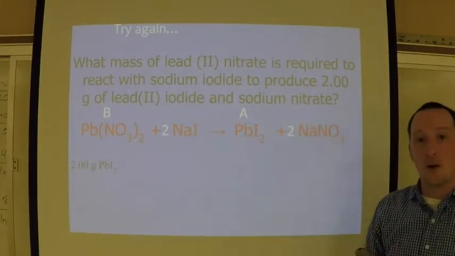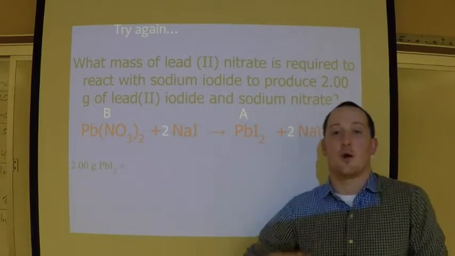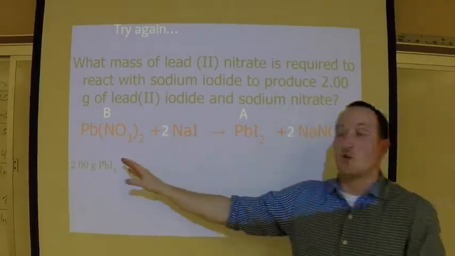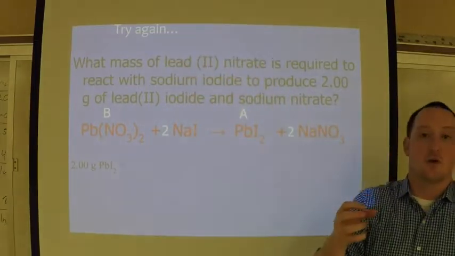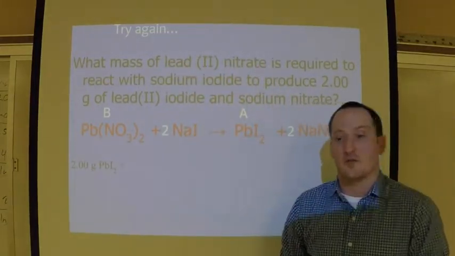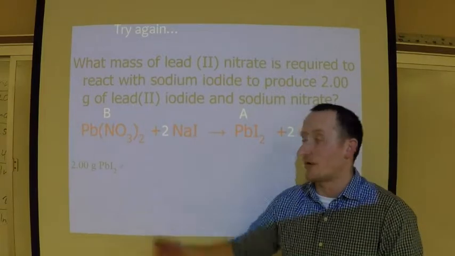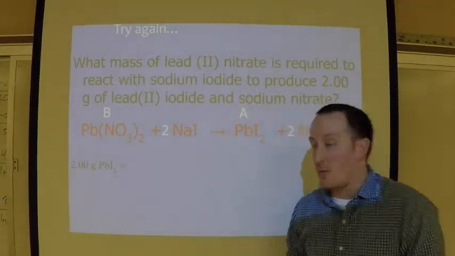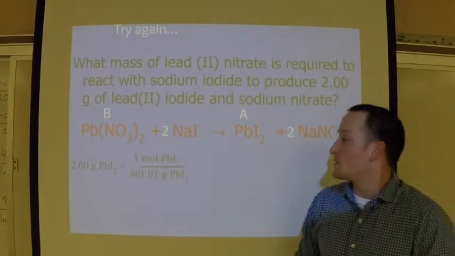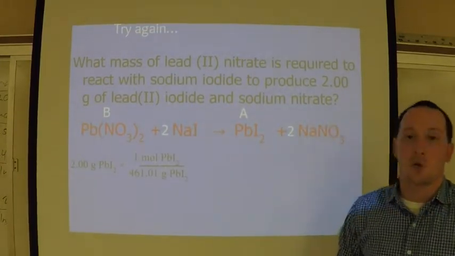Then if I look at my mole map, it says that since I'm given grams of A, this is 2 grams, to change to moles of A, I need to divide by the molar mass. So I need to look up the molar mass of lead 2 iodide. I calculated the molar mass of that, and I got 461.01 grams.